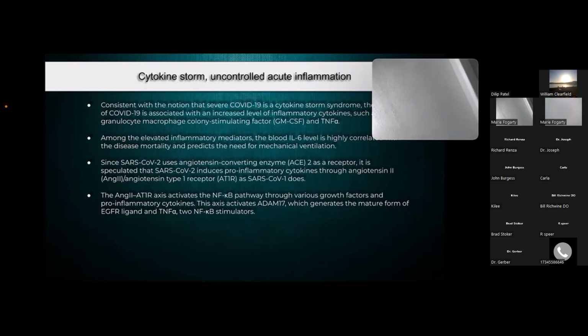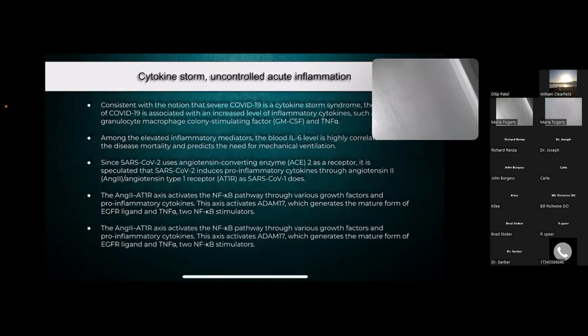This immune, non-immune cell communication, TNF alpha, two NF kappa beta stimulators, so that even the ligand triggers NF kappa beta, and perhaps TNF alpha triggers more NF kappa beta. The angiotensin 2, angiotensin 1 receptor axis activates the NF kappa beta pathway through various growth factors and pro-inflammatory cytokines. This axis activates ADAM17, which generates the mature form of the EGFR ligand and TNF. Okay, I just read that.